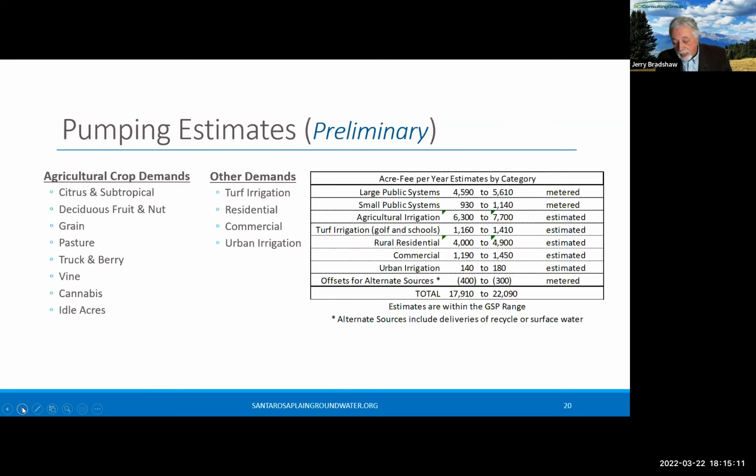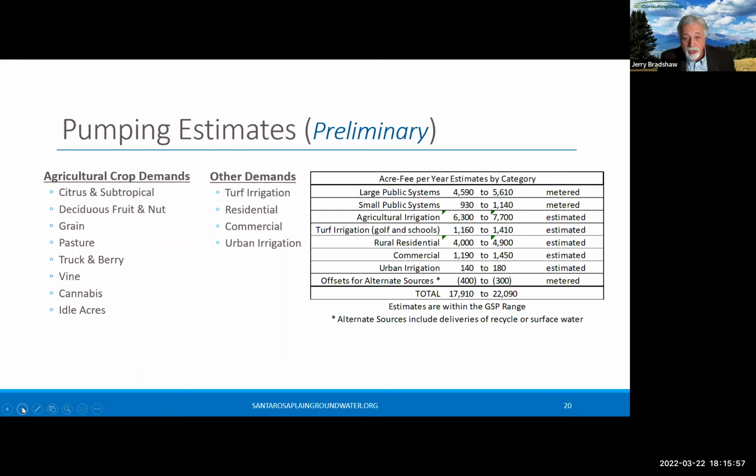On the next slide, we see the actual numbers. These correlate to the pie chart you saw earlier. A large system, small system going down through that chart. And at the bottom, you see the offsets for alternate sources. So that's applied to agriculture or turf irrigation numbers. We don't apply those at this point to residential use or commercial use. And we think we're in the ballpark of 18,000 to 22,000 acre feet per year, probably a little on the higher end of that, we believe at this point. We're still fiddling with some of the data factors here and some of the individual data for individual parcels to make sure we get that as close as we can. So that's the data where we're at this point in time.